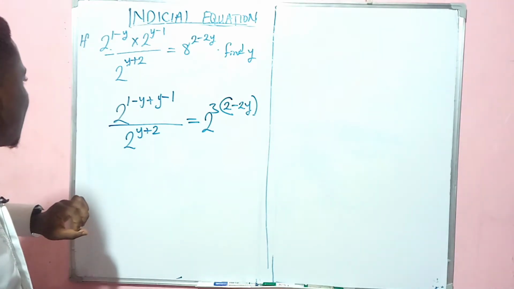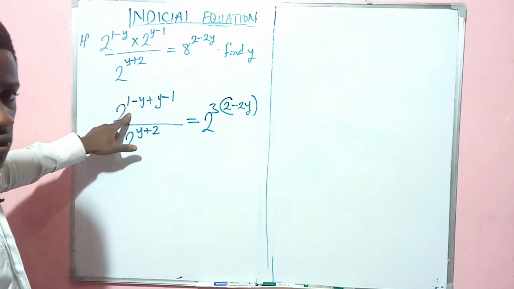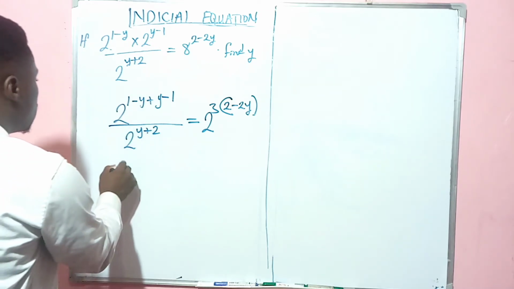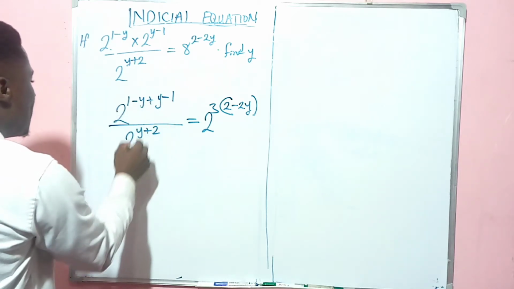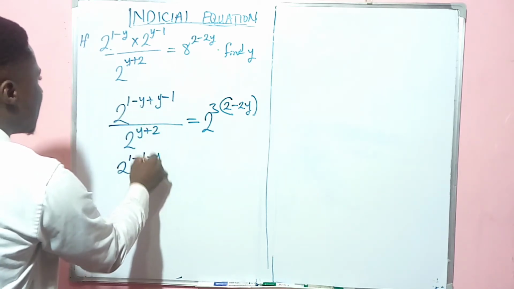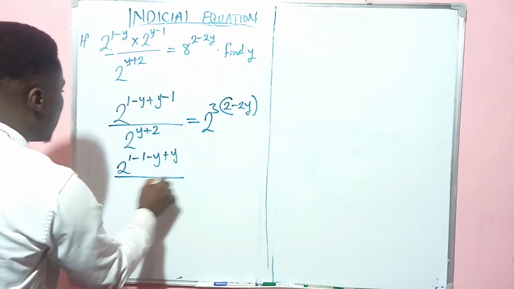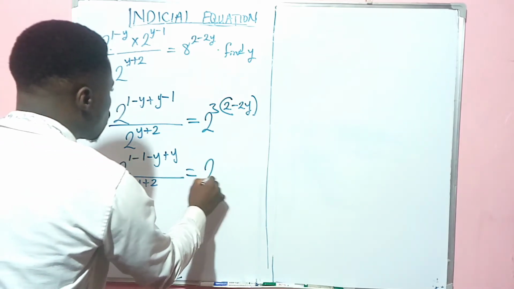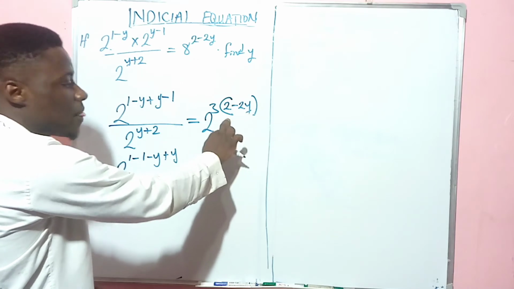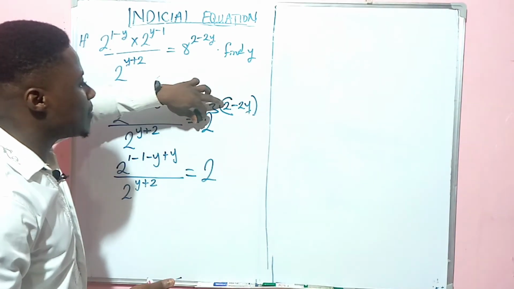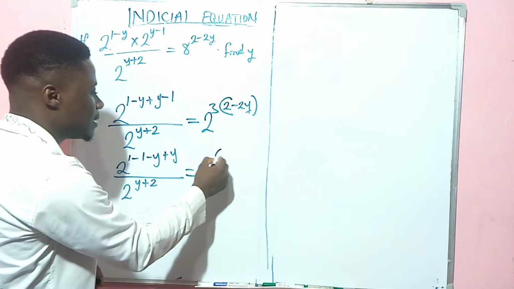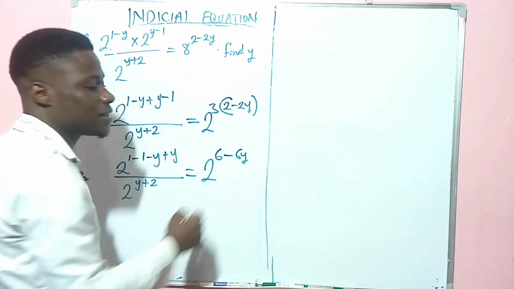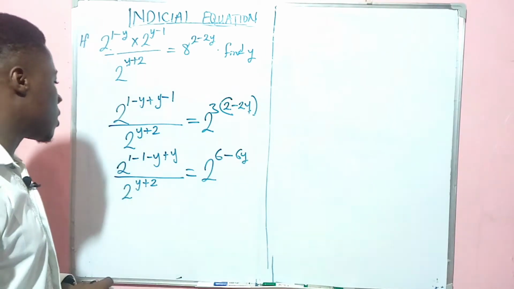Still on the left hand side, if you consider the power of these two, I can collect the like terms there. So when I collect like terms, I will have 2 raised to power 1 minus 1, then minus y, then plus y over 2 raised to power y plus 2. Still equals to 2 raised to power. Now, I can expand this bracket. When I expand this bracket, I'm having 3 times 2 will automatically give me 6. Then 3 times minus 2y will give me minus 6y. Then we continue.